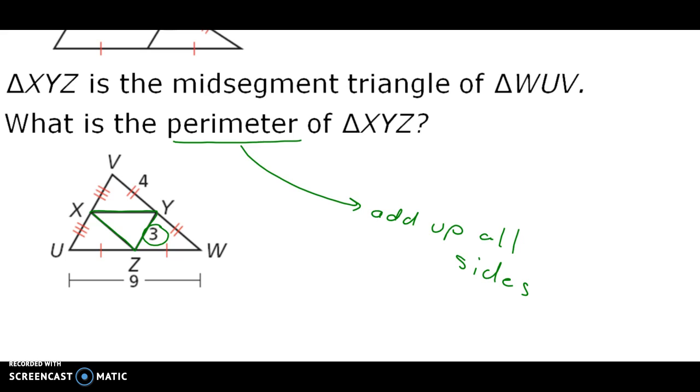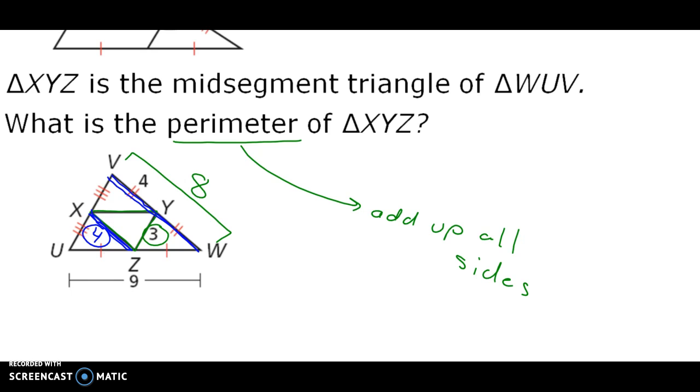Now, if this is 4, what is the other half, what is YW? 4. So VW altogether would be 8, right? But now if we look at the side that it looks like it's parallel to, if this is 8, what is the side that looks like it's parallel to? Half of it, it would be 4.